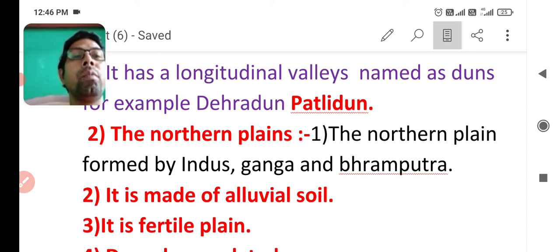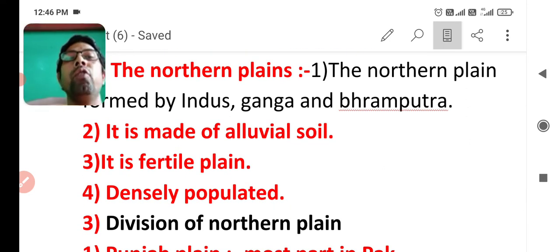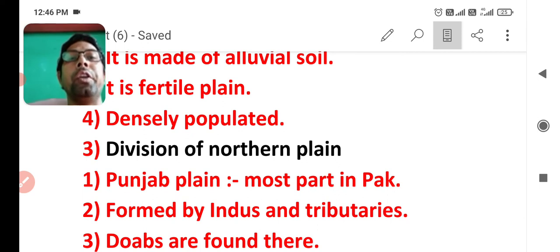And it is made of alluvial soil eroded by these rivers and tributaries also. And it is a fertile plain. As you know that alluvial soil is very fertile soil. And the northern plain is densely populated. I think you got all the points.